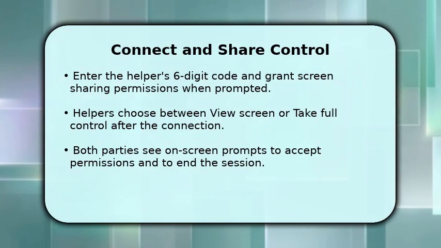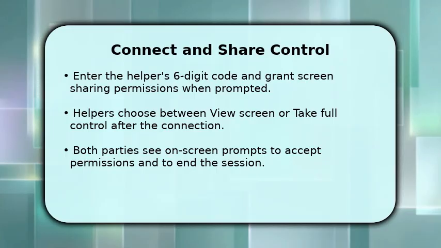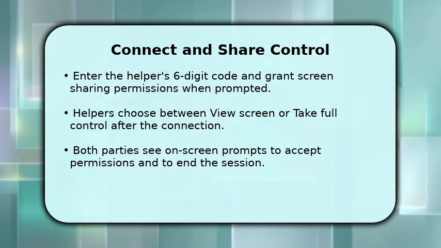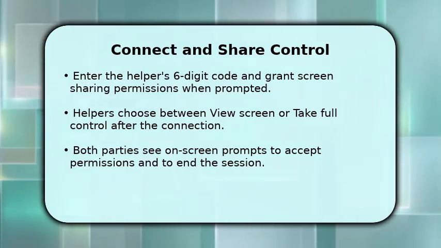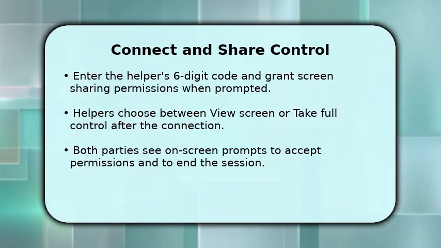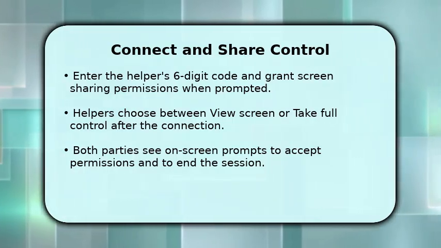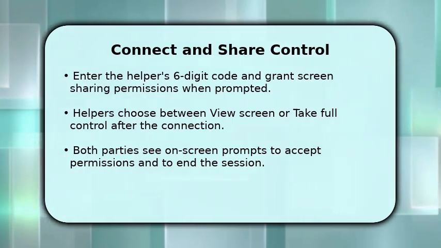Enter the helper's 6-digit code and grant screen sharing permissions when prompted. After the connection, the helper will request either view screen or take full control. If you accept, Windows shows a persistent consent banner and permission prompts.